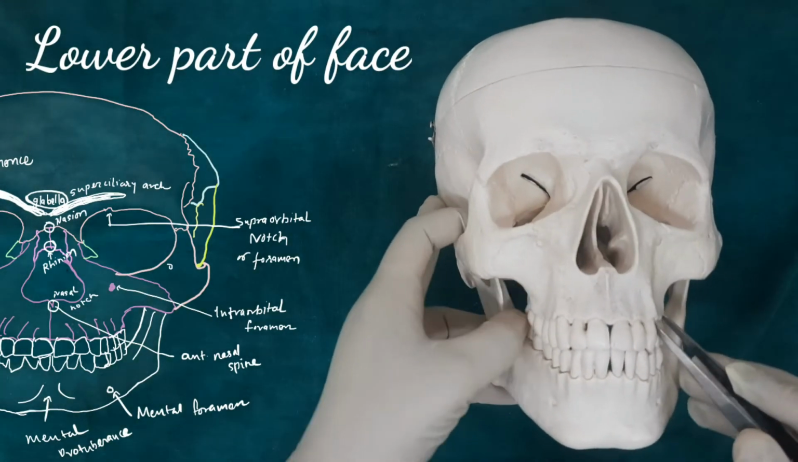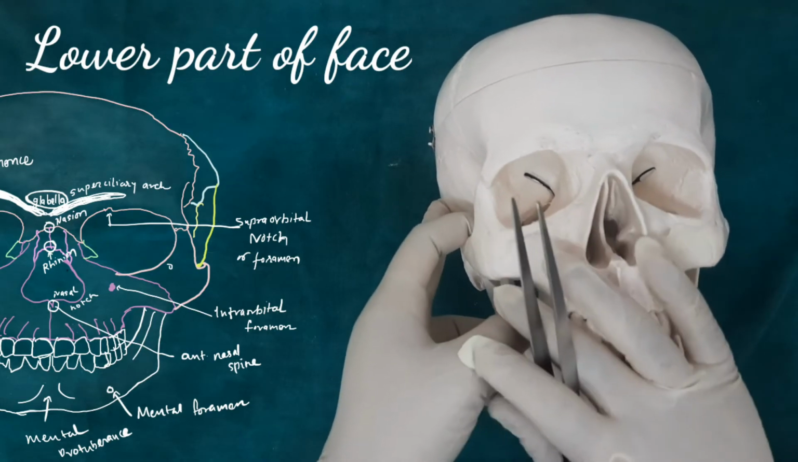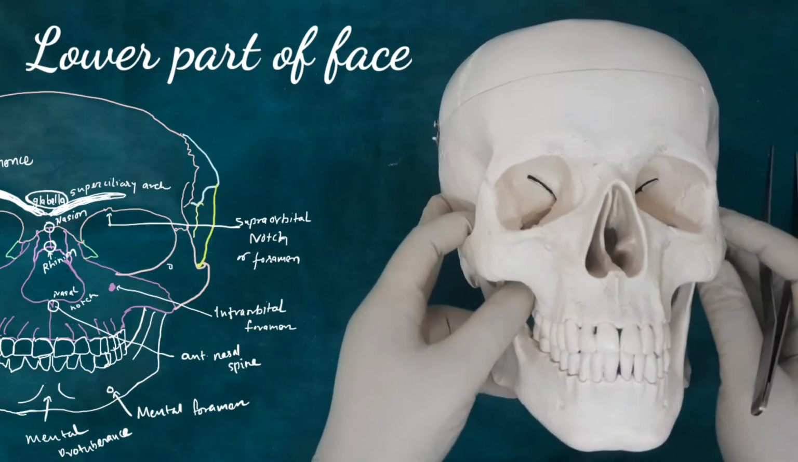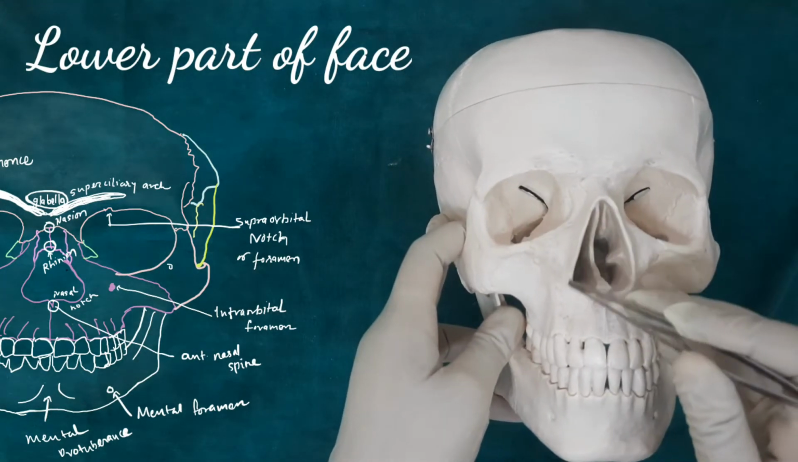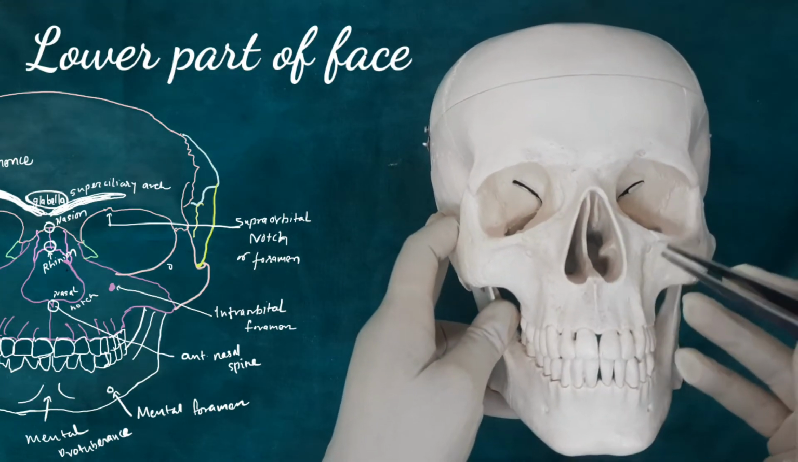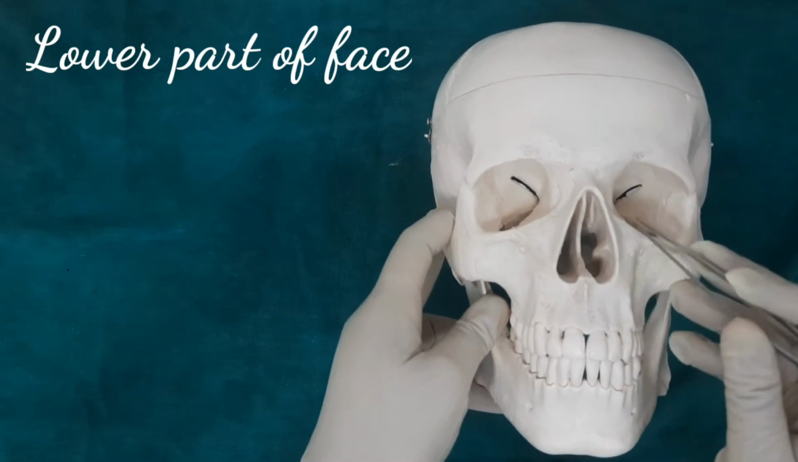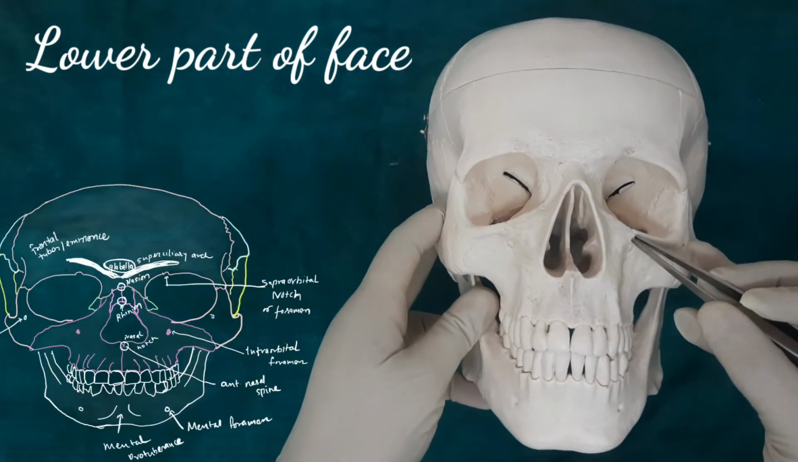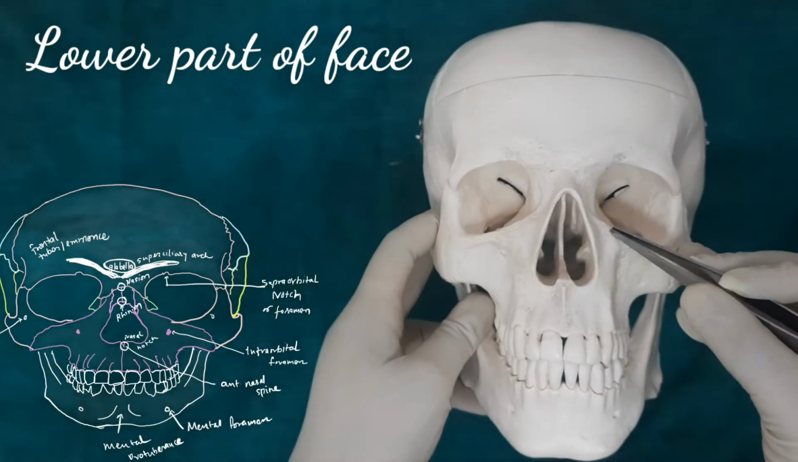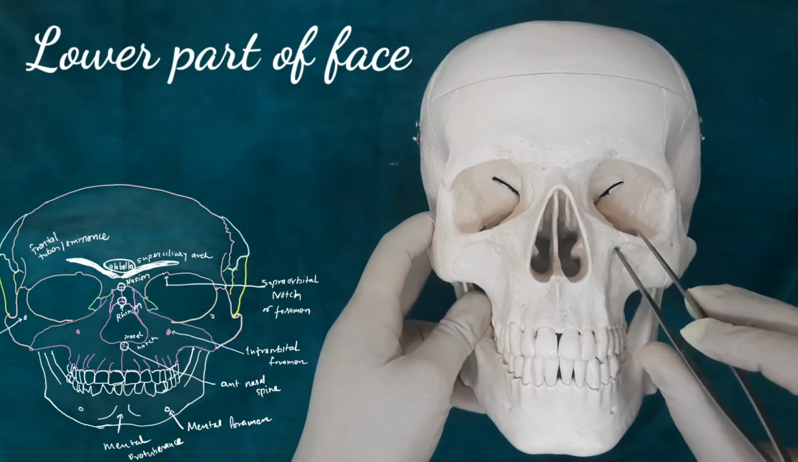The maxilla mainly forms most of the facial skeleton, and it also forms parts of the upper jaw. Here we can see the nasal notch on the medial side. Then the anterior nasal spine, we can also see the infraorbital margin, also formed by the maxilla in its medial two-third portion.